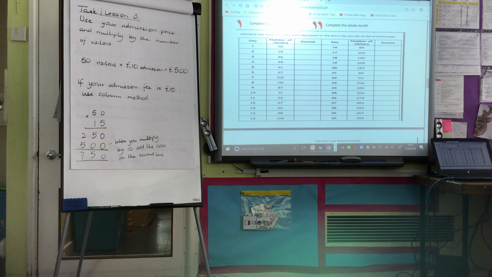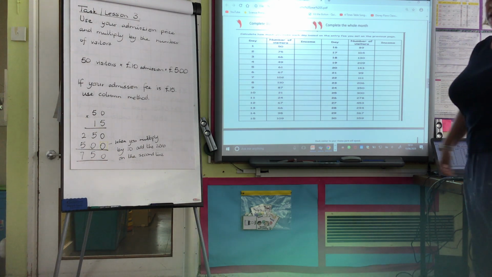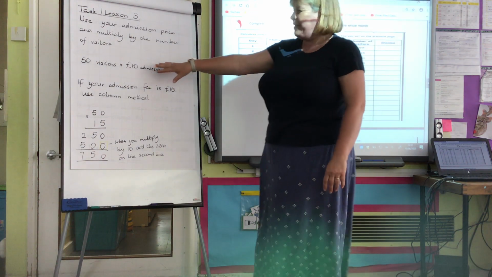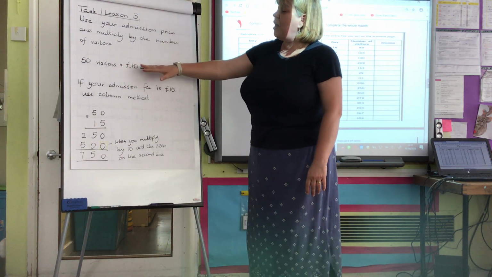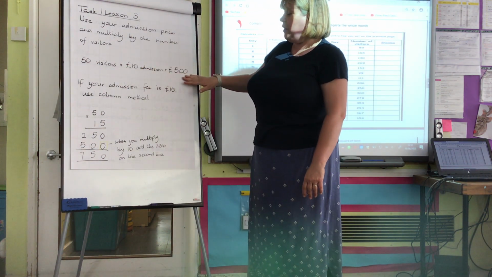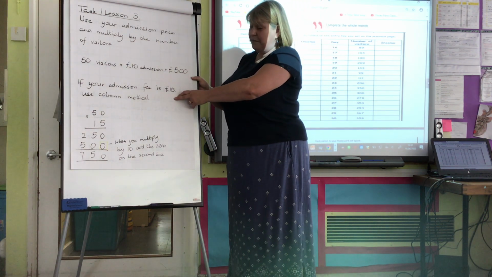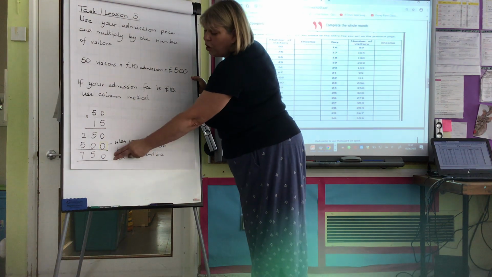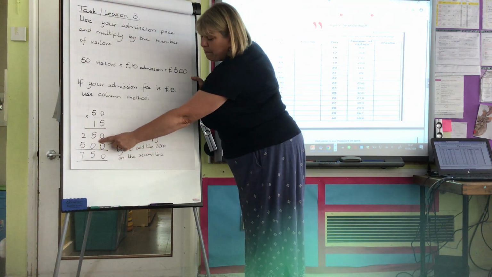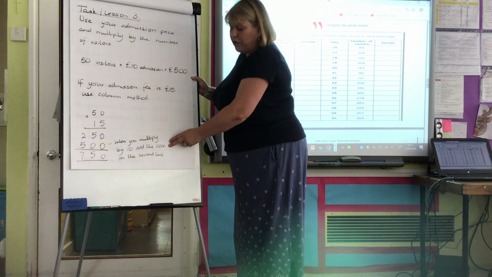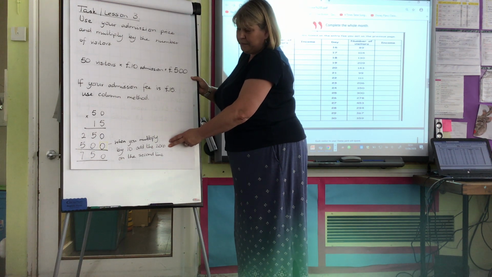So on day 1, you're going to have 50 visitors. Now your income is times whatever your admission fee is. So if you had £10 for your admission fee, then you'd have 10 times 50, which is £500. If your admission fee is £15, use the column method. Remember to add the 0 when you multiply by 10.